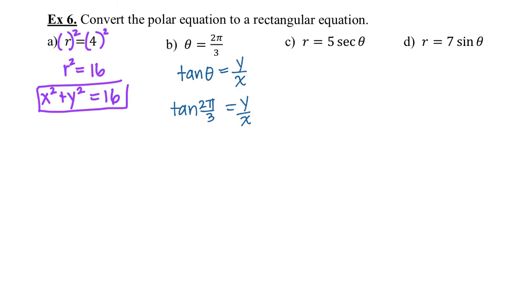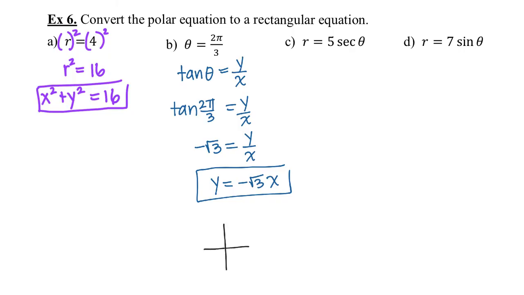Now the tangent of 2 pi over 3 I do know, because that's negative 1/2 over root 3 over 2. So that's going to be negative root 3 equals y over x. And then I'm just going to multiply the x to the other side so it looks more like some kind of standard form. Okay, so this actually represents a line with a slope of negative root 3. You don't have to sketch it. I'm going to sketch it real quick.